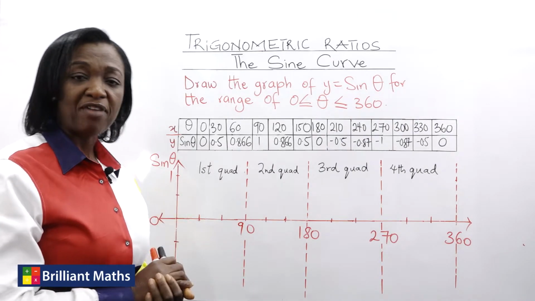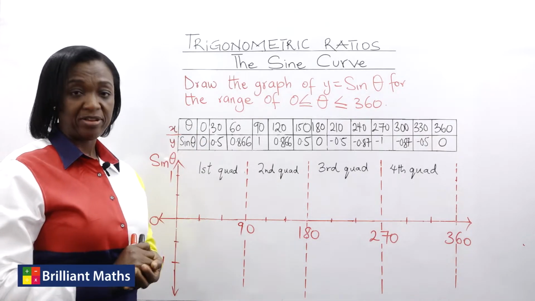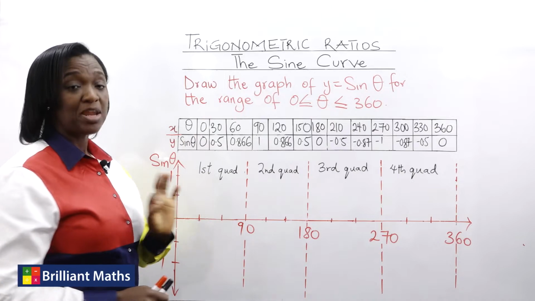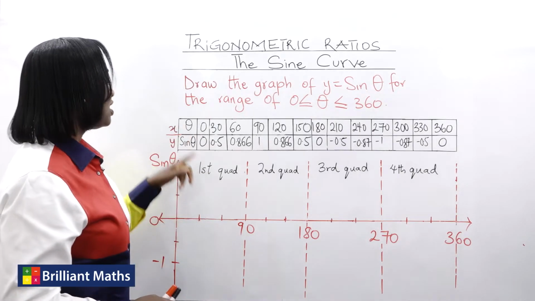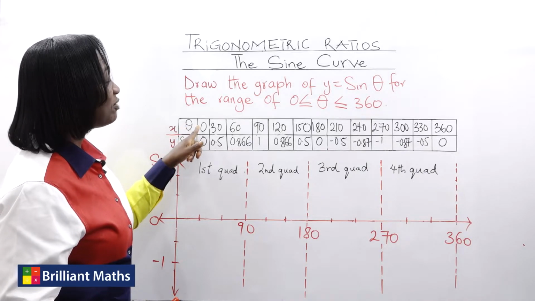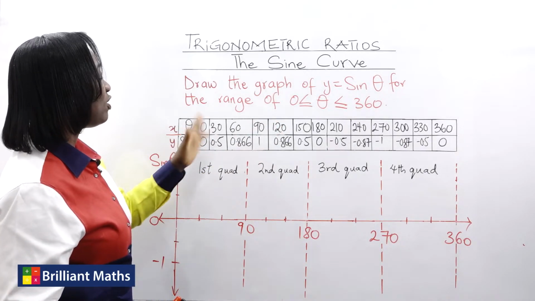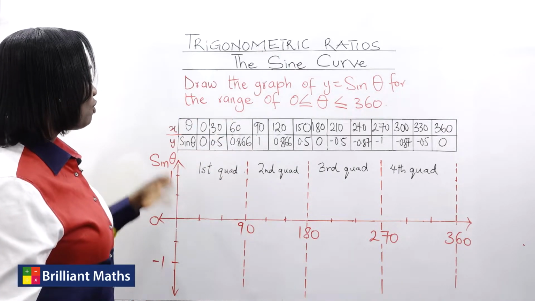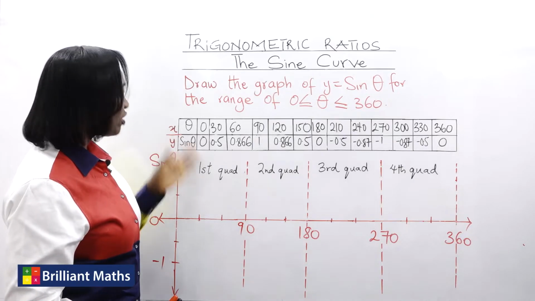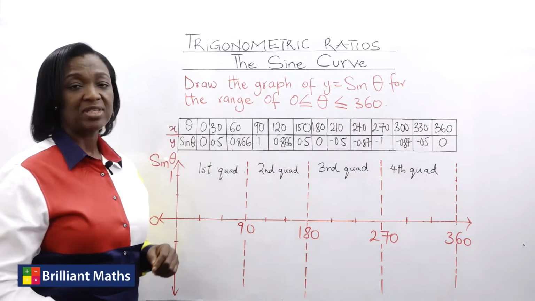To draw a graph, the first thing you do is plot your table of values. X is the independent variable, which is theta in this case. The values of theta go from 0 to 360, so we take intervals of 30 degrees. And then we find the corresponding y values, which will be the sine of those angles.